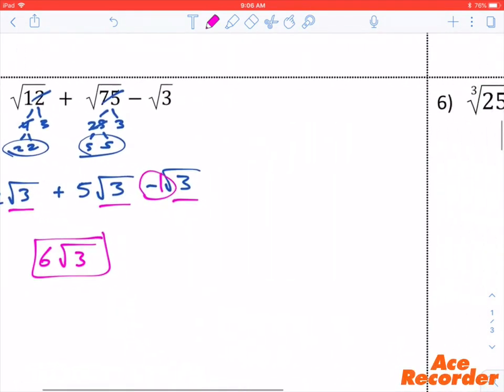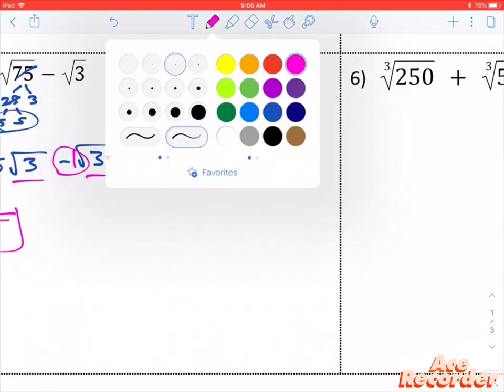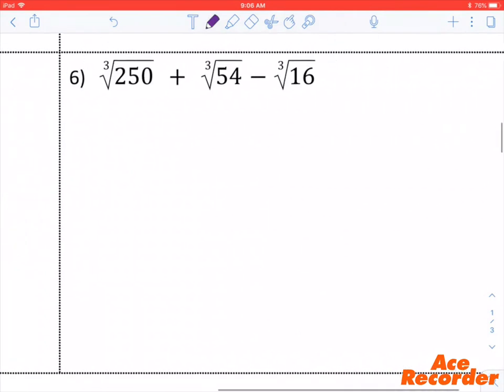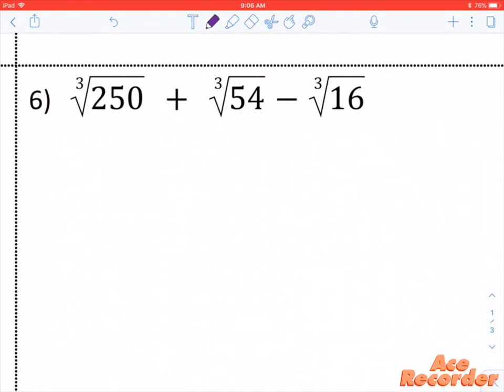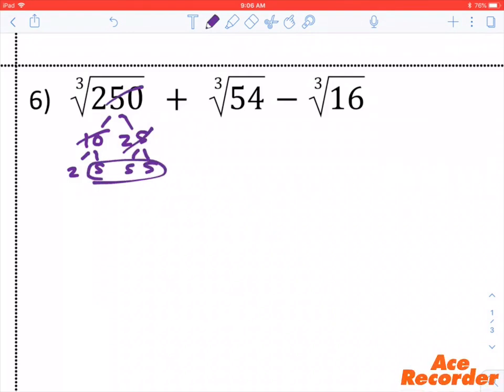Okay, so number 6, very similar. Cube root, none of these are the same, but let's break them down. So 10 times 25, 2 times 5, 5 times 5. There's a group of 3. 5 comes out. Cube root of what's left? 2.